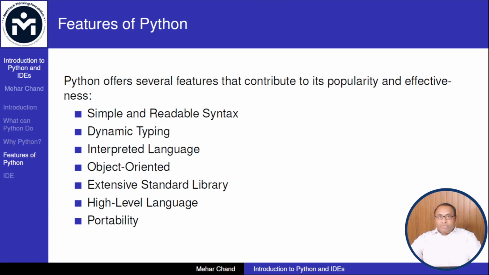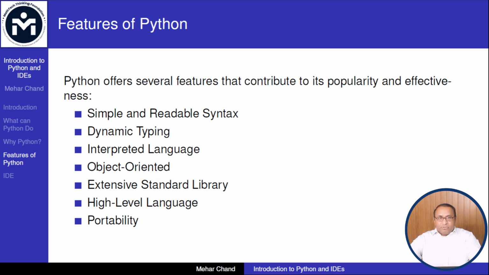And second most important, dynamic typing. Python is dynamically typed, meaning variable types are determined at runtime. This feature enhances coding speed and flexibility, as programmers are not required to declare variable types explicitly. Third most important, interpreted language. Python operates as an interpreted language, executing code line by line through the Python interpreter. This approach facilitates rapid development and testing, allowing developers to quickly iterate and debug their code.